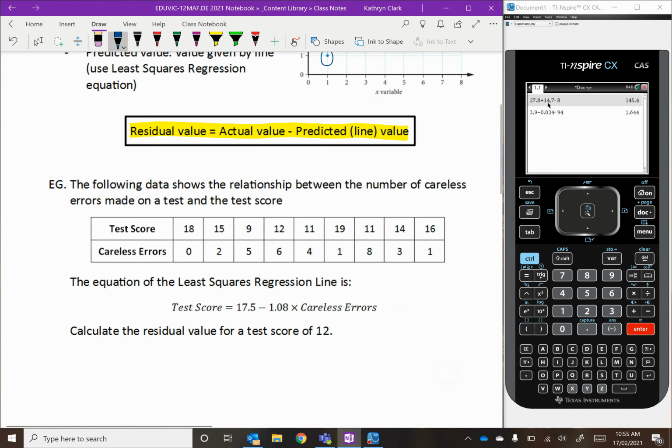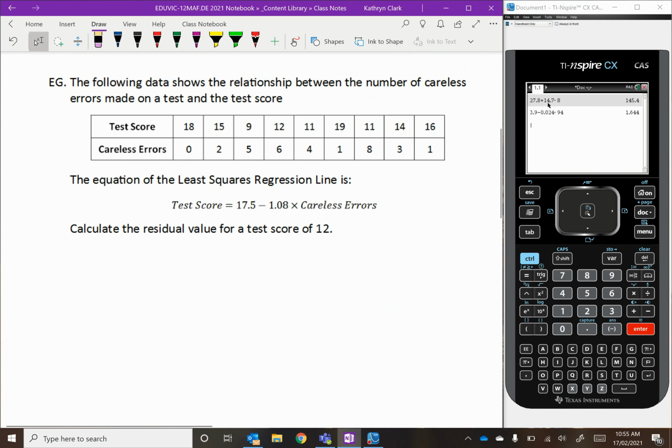So let's have a look at this example here. This data shows the relationship between the number of careless errors on a test and the test score. And we're given the equation of the least squares regression line as well. So we know that careless errors are x and test score is y. And we're being asked to calculate the residual value for a test score of 12. So we're using this data here.